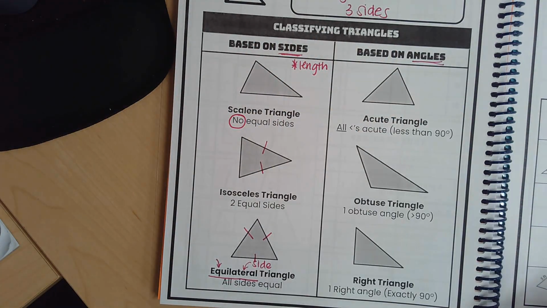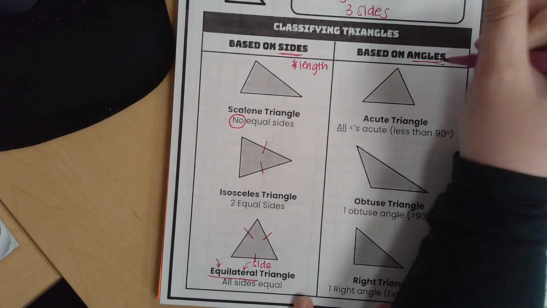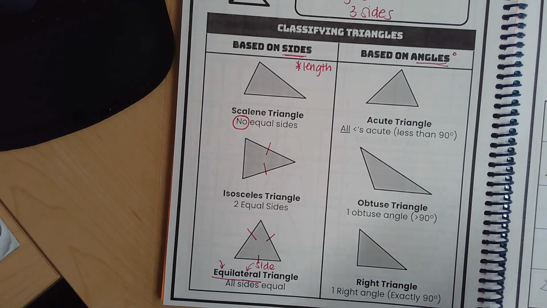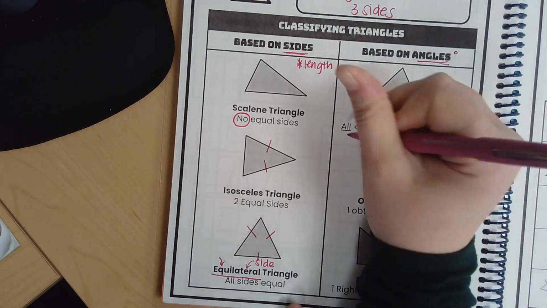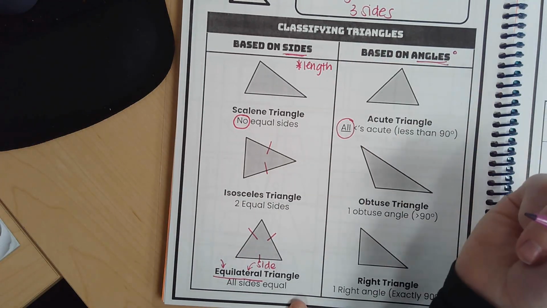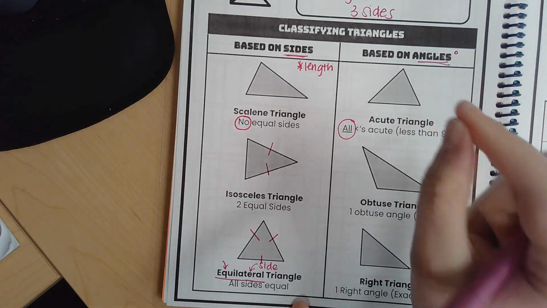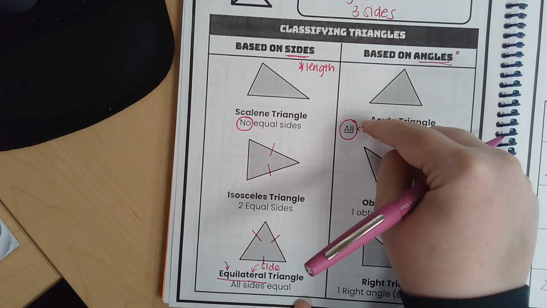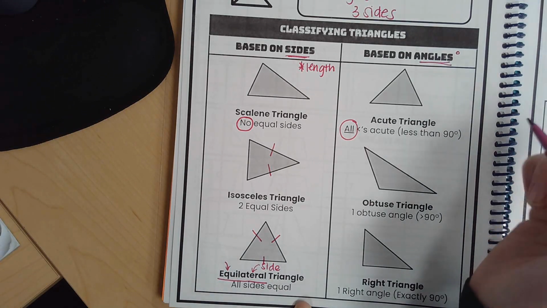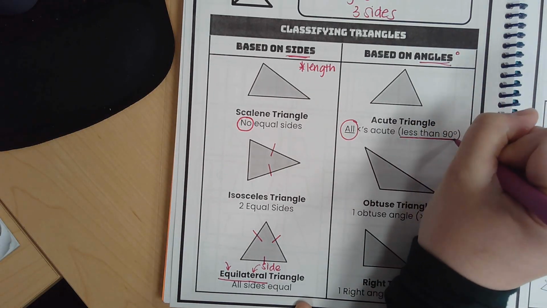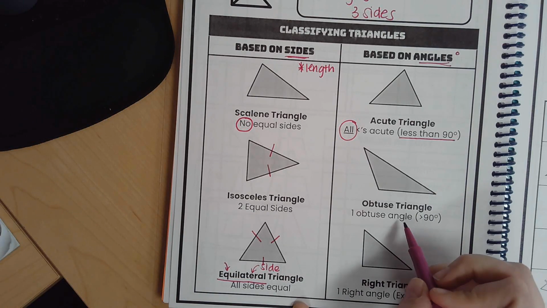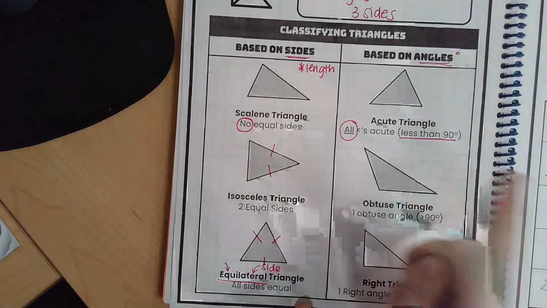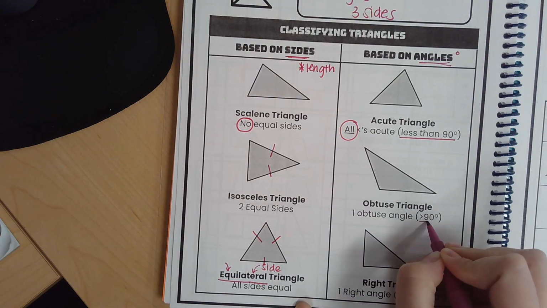Over here, we can also classify based on angles. And again, this is about the degrees. So if you want to put that there, that tells you degrees. So an acute triangle has all acute angles, all. So you cannot have an acute triangle that has one obtuse angle. You cannot. So acute, they all have to be less than 90. You can have obtuse triangles that have one obtuse angle, meaning they have one angle that is greater than 90.